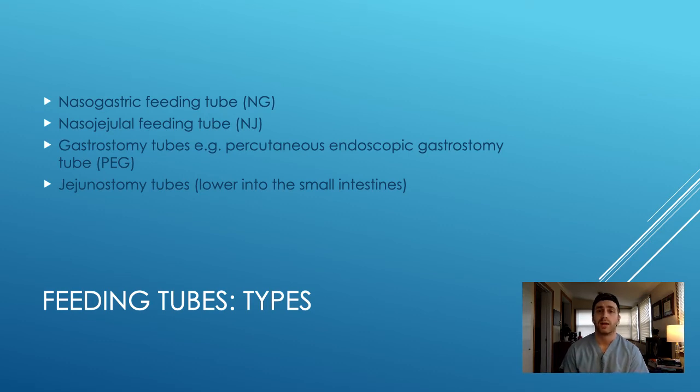So here are some types of feeding tubes. We have the nasogastric feeding tube, which is an NG tube that you'll hear. You have the nasojejunal feeding tube. You have gastrostomy tubes, and usually they're going to be called PEG tubes, percutaneous endoscopic gastrostomy. And then you'll have jejunostomy tubes, which go a little lower into the intestines.